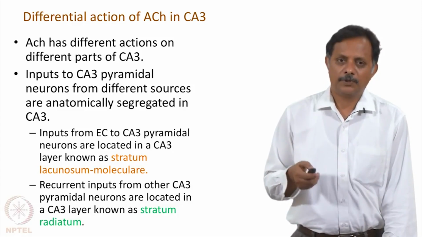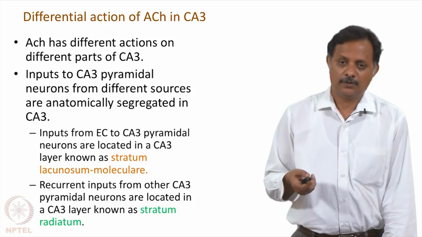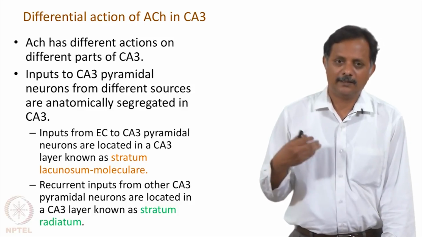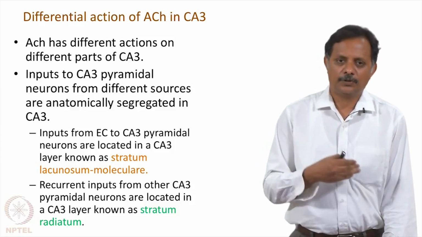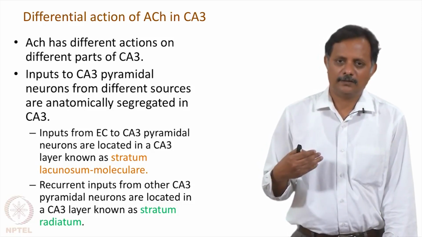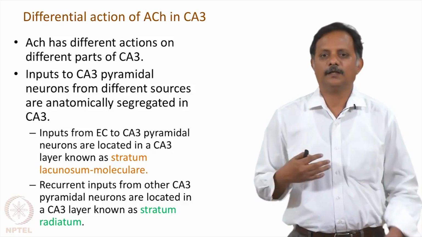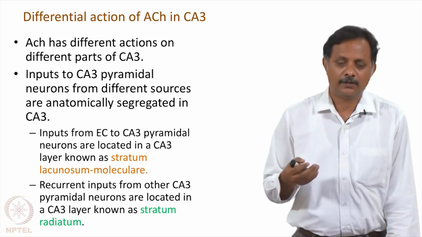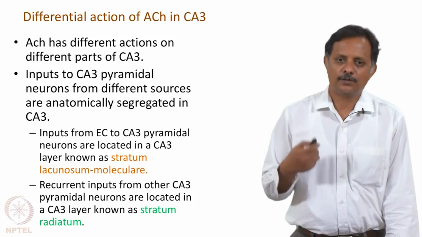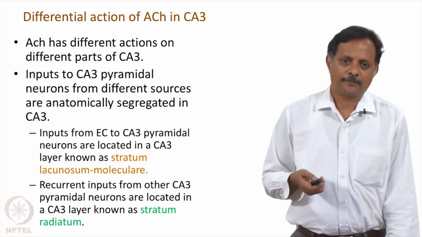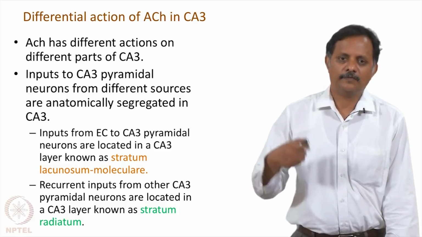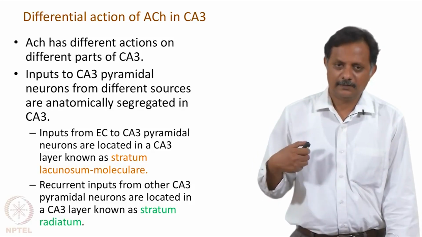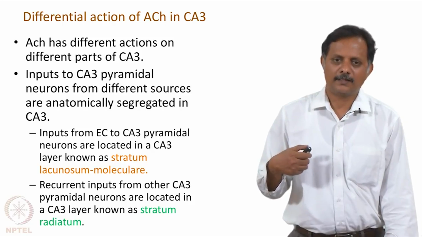Now, inputs from EC to CA3 pyramidal neurons are located in a CA3 layer. There are different layers within CA3, and the external inputs to CA3 are located, these synapses are located in the CA3 layer called the stratum lacunosum moleculare. Then the recurrent inputs from other CA3 pyramidal neurons are located in a different CA3 layer. These are known as the stratum radiatum.